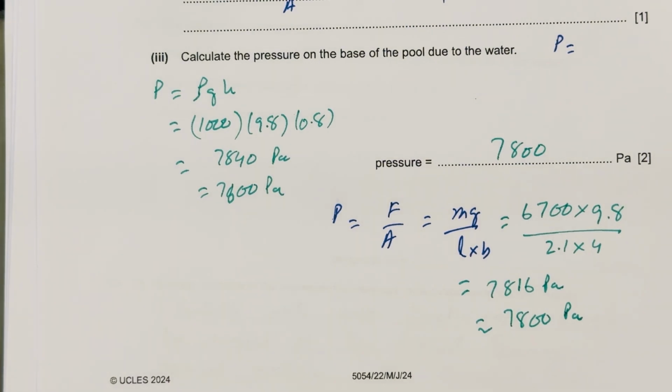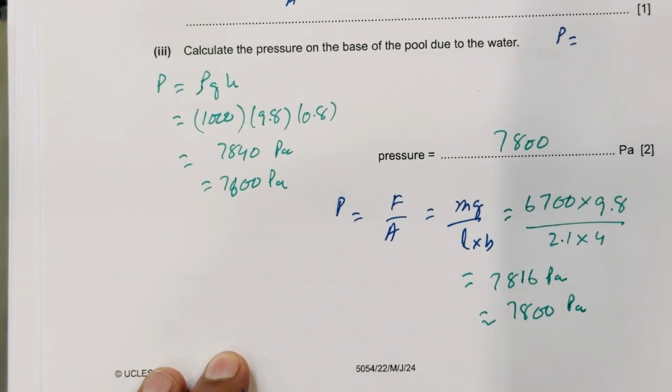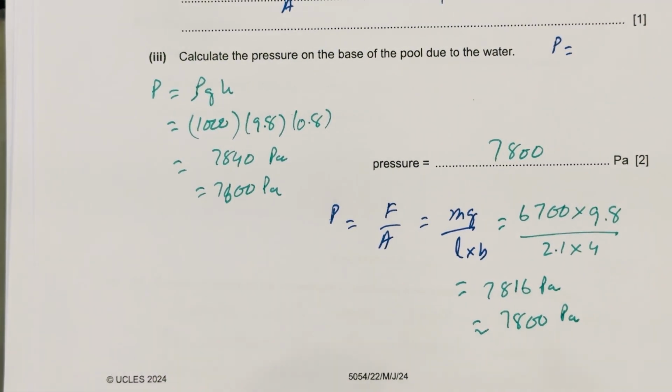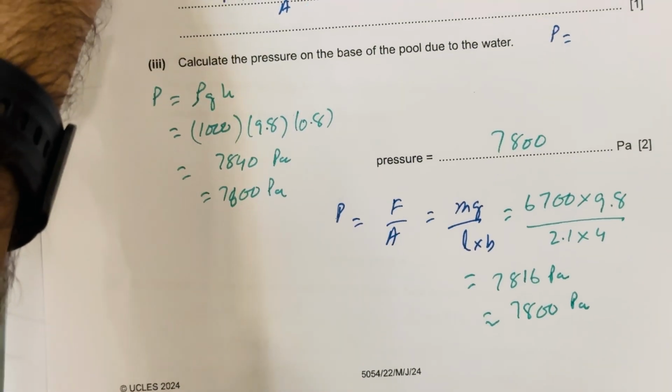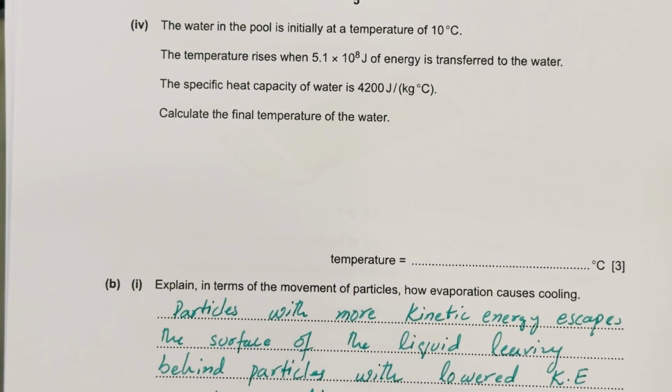Over here you can choose either method. I showed the calculation with whichever method you find easier, or whatever comes to mind first while solving this paper. So there is no problem in choosing either of them. Okay, moving to the fourth part, the water in the pool. The water in the pool is initially at a temperature of 10 degrees Celsius. The temperature rises when 5.1 times 10 to the power 8 joules of energy is transferred to the water.